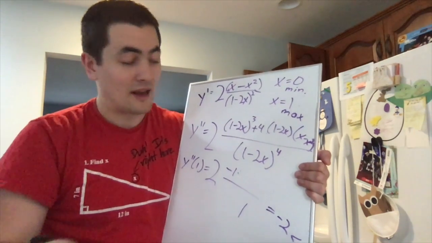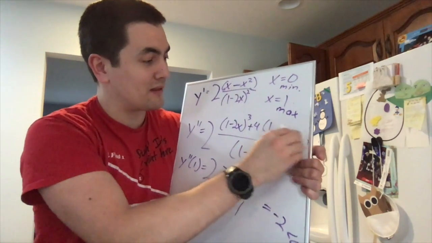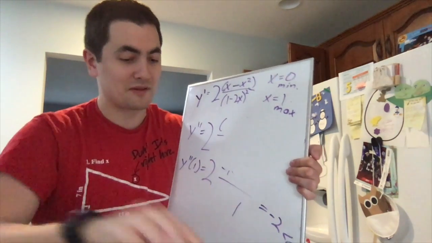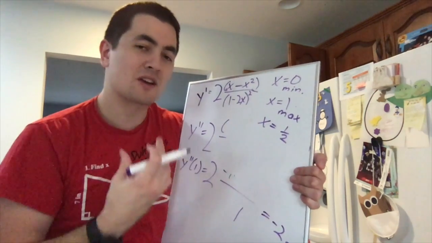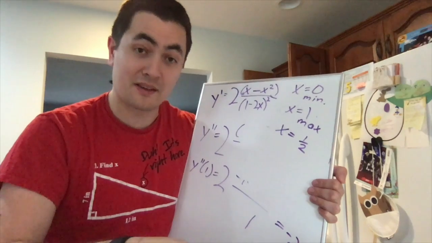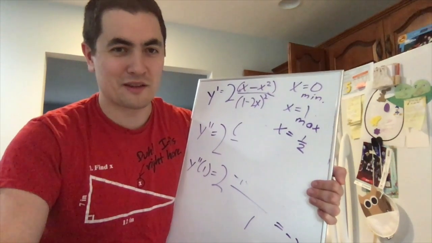Okay? Now, combining all that with the idea that we got a vertical asymptote at x equal to 1 half, that's actually going to lead us straight into the next section quite easily.